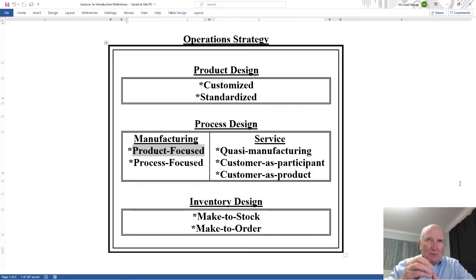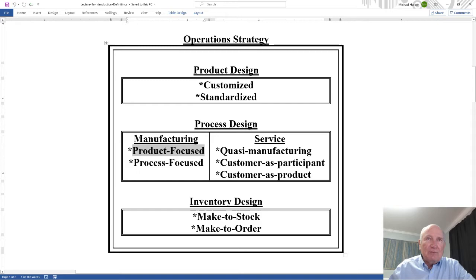An example of a product-focused process design, again, is assembly line. We've already talked about that in continuous industries. In continuous industries, they'll have a product-focused process design, which is very common. Because in this assembly line, every work center is focused on what that product needs at that time.